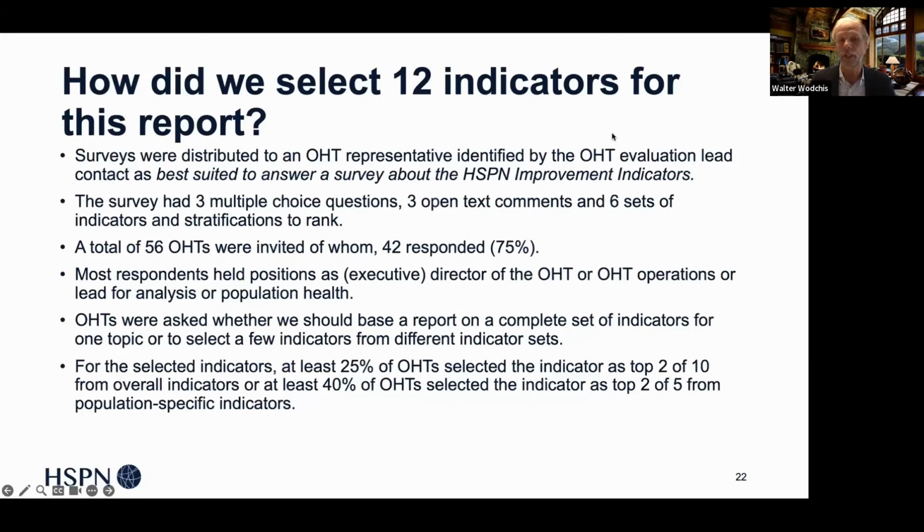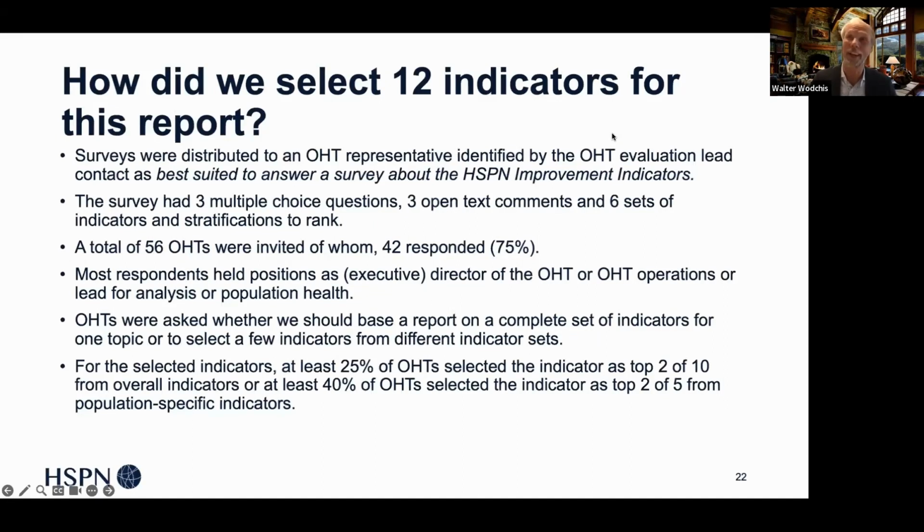There were 56 OHTs invited, 42 responded, a 75% response rate. Most of the respondents held positions as executive directors or leaders in analysis or population health. And the OHTs were asked a little bit around how we had provided the data before and if they wanted something similar or different. And then we asked them to rank the importance.